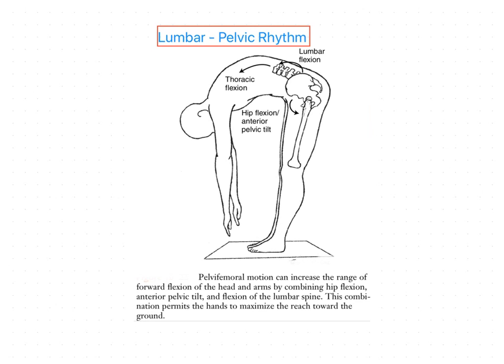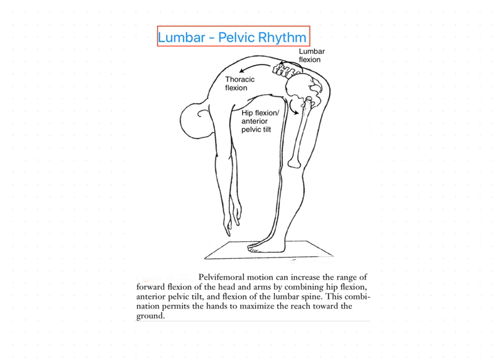Lumbar pelvic rhythm is clearly the analog of scapulohumeral rhythm. That means it is similar to scapulohumeral rhythm, where the combination of motions at several joints serves to increase the range of available motion to the hand, isn't it? Yes or no? Yes.